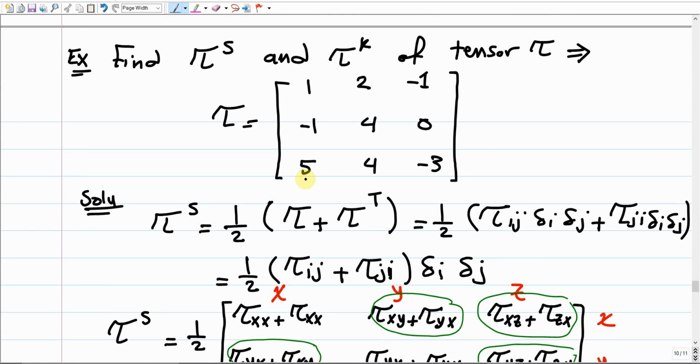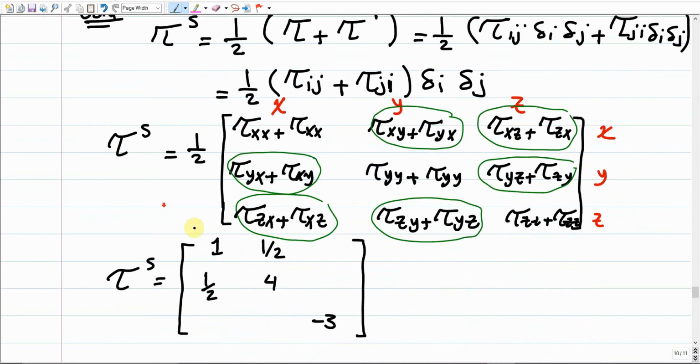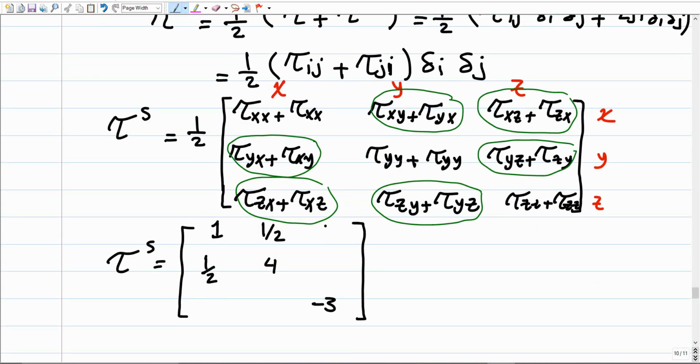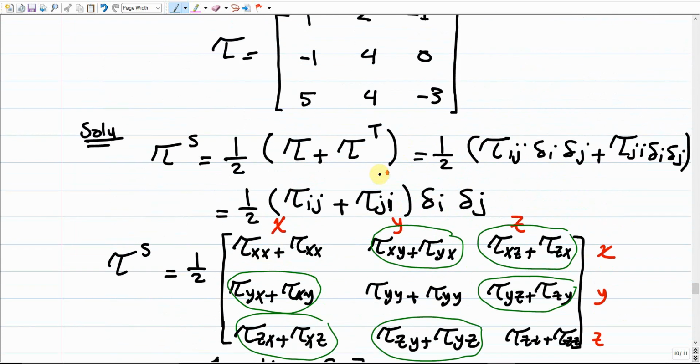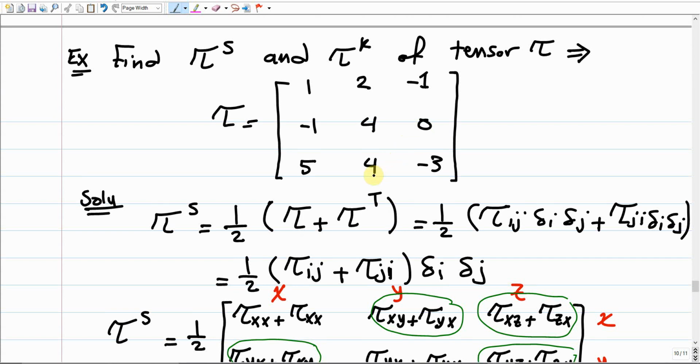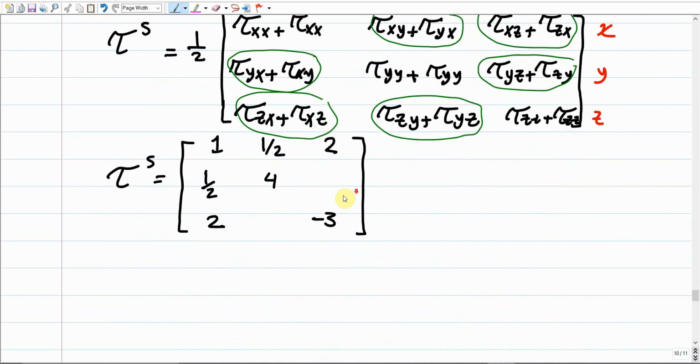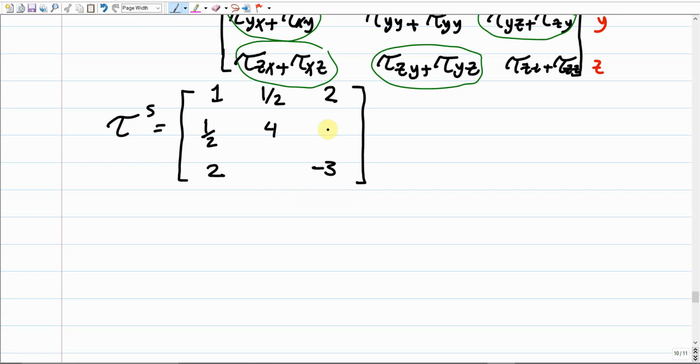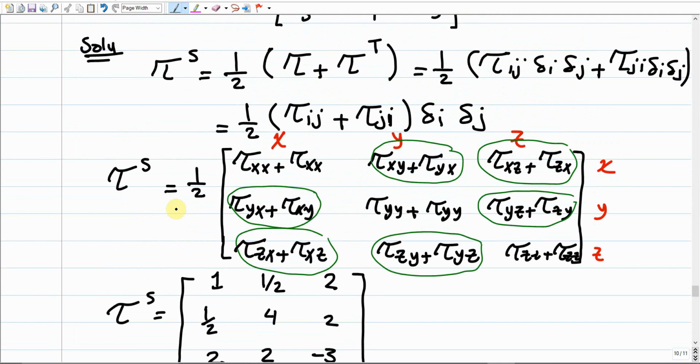This is going to give us 4/2, because there is a half, so we're going to end up with 2, and there should be 2 here. How about this component? This should be tau yz plus tau zy, tau yz, which is 0, plus tau zy, which is 4. So this is going to give us 4 over 2. This gives 2. So this is going to give us the symmetric part of this tensor that we have.